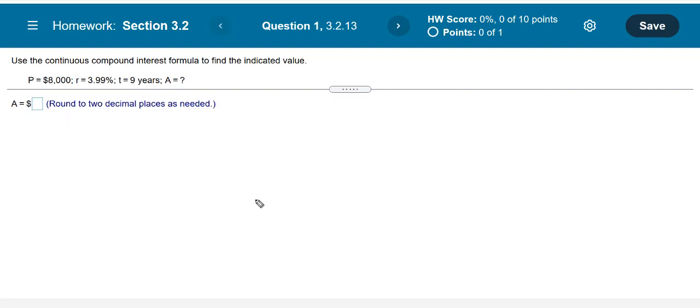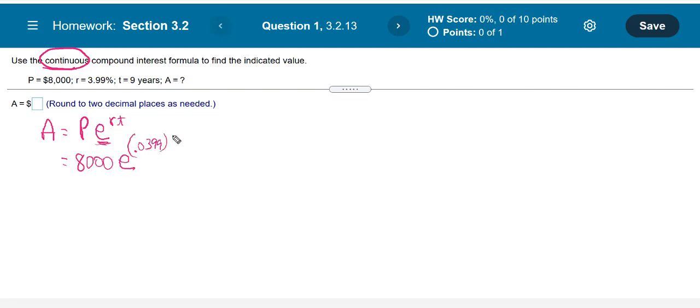So for problem number 1, we're using the continuous compound interest formula. The formula is on the formula sheet, which is in the Moodle page, and it's also on my lesson videos. So for continuous compound interest, we use the formula P e to the rt. The e is the natural number, 2.72 approximately, but we will use the e key on our calculator.